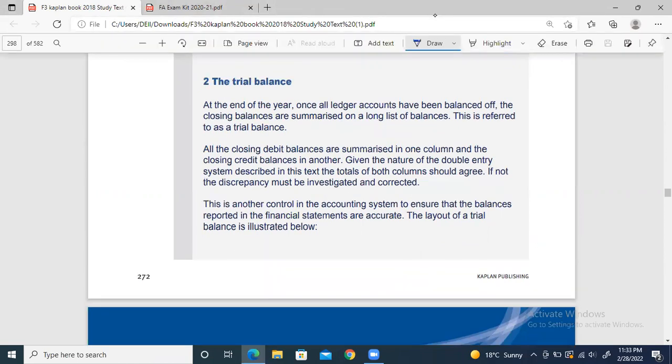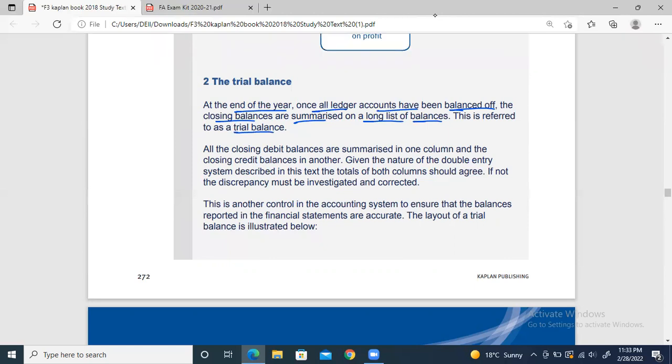So first of all, it's written over here. Let's read it from here. At the end of the year, once all ledger accounts have been balanced off, the closing balances are summarized on a long list of balances. This is referred to as trial balance. I'll show you an example of trial balance as well in just a minute after we read all these paragraphs. So it's very simple.